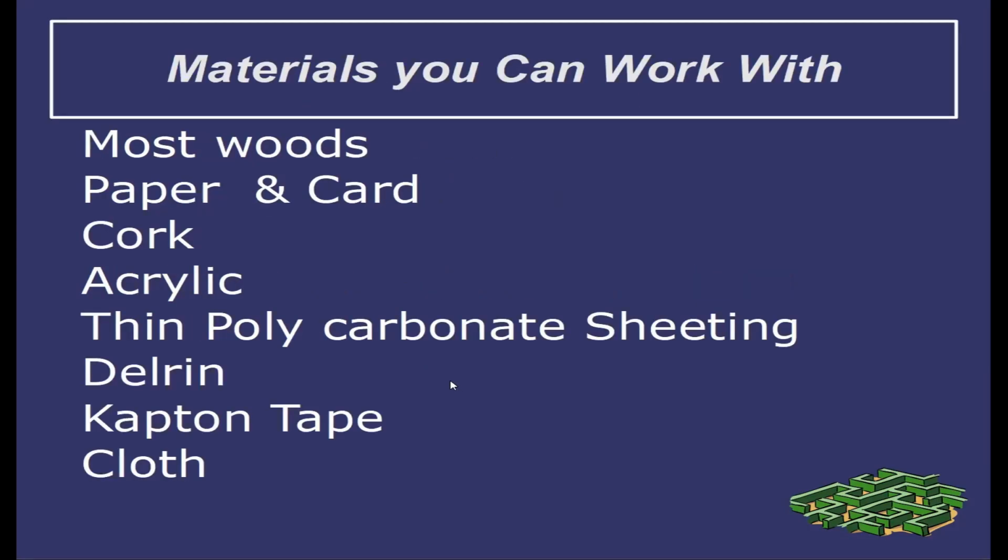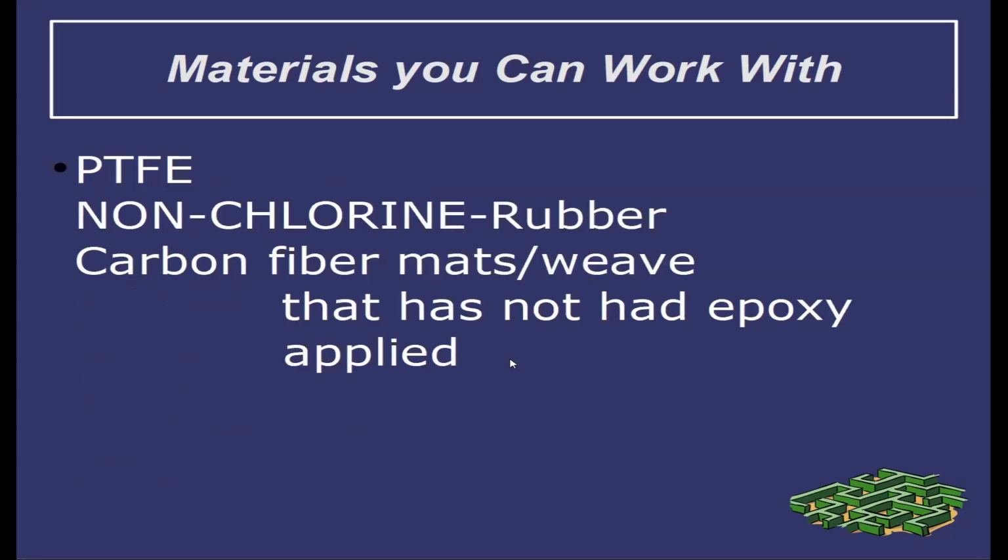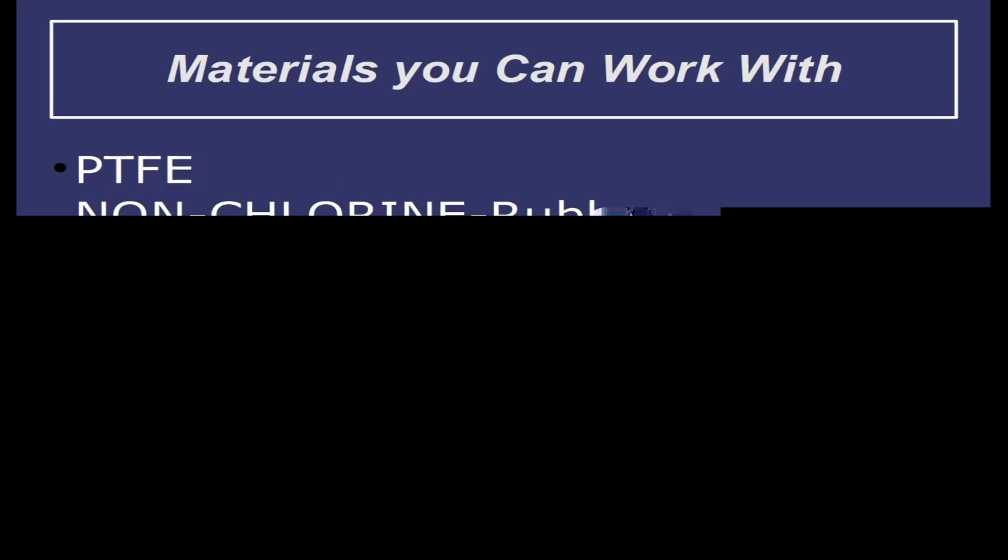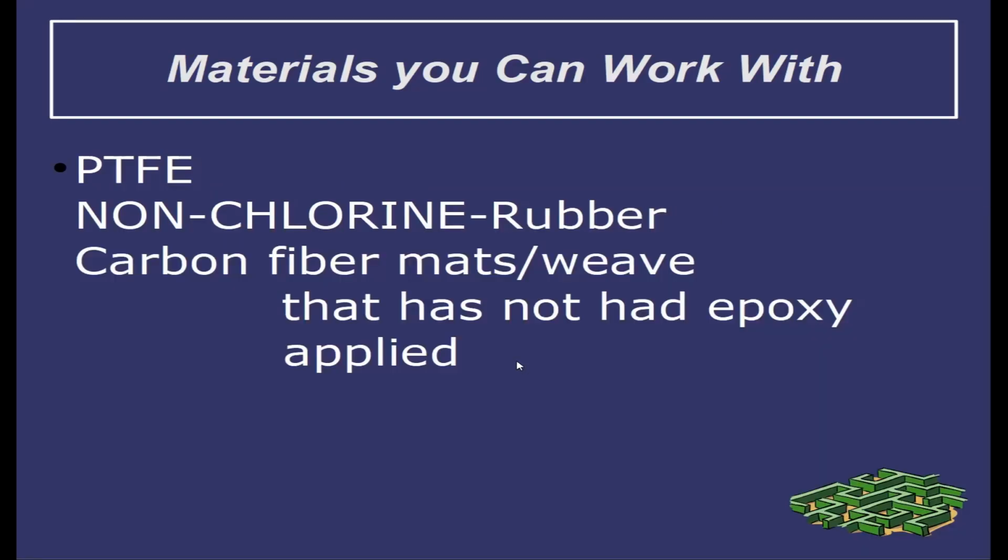Materials you can actually work with safely, well, fairly safely, as far as setting fire to something, which is what you're actually doing when you use the laser. Most woods, paper and card, cork, acrylic of the right colors, thin polycarbonate sheeting, Delrin, Kapton tape, and cloth. PTFE, non-chlorine rubber. Now, I don't know how you tell the difference in that, so maybe somebody else does. Carbon fiber mats and weave that have not had epoxy applied to them, because epoxy is poisonous, or it can be.